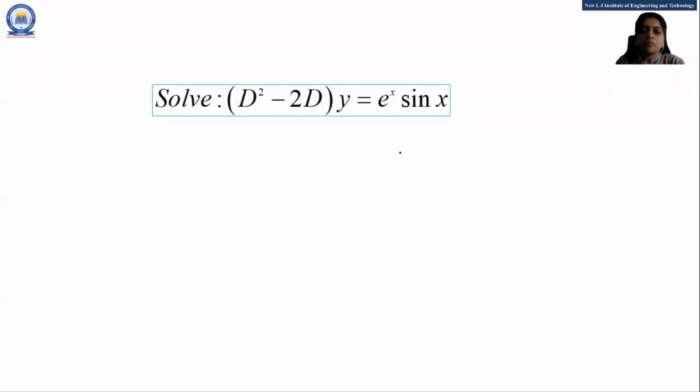See, suppose your given question is D square minus 2D into y is equal to e raised to x sin x. Now, anyone tell me the final complementary function? I want just the final answer. No need to write the middle terms. Just raise your hand, students, or let me know in the chat box.